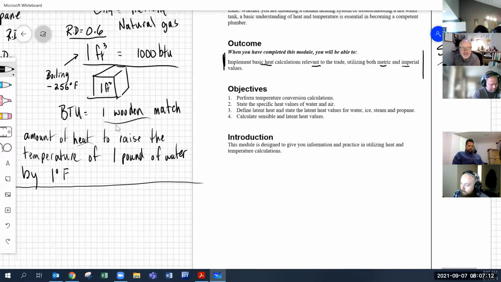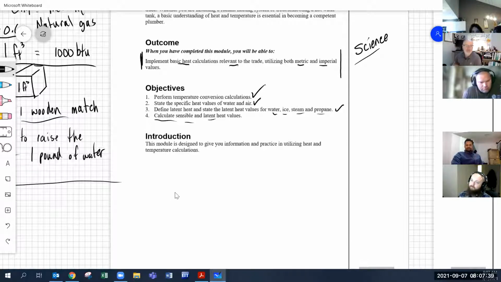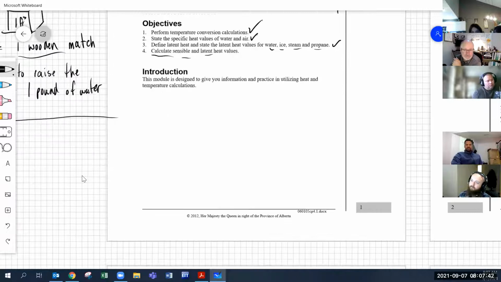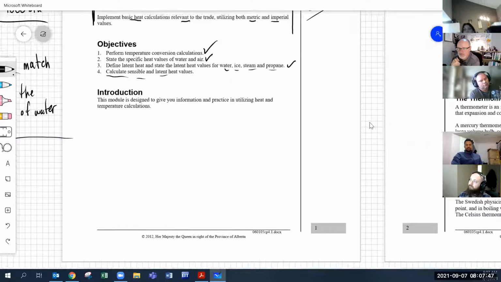All right. So the objectives we're going to do today are to perform temperature conversion calculations, state the specific heat values for water and air, define latent heat and state the latent heat values for water, ice, steam, and propane, and calculate sensible and latent heat values. That's what we're going to be doing today. Any questions? Everybody all right? Here we go.